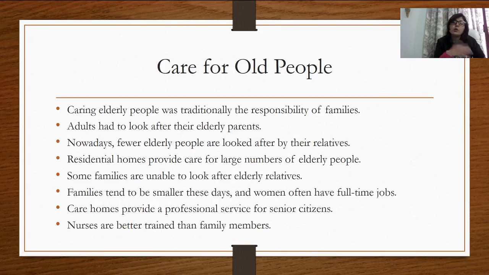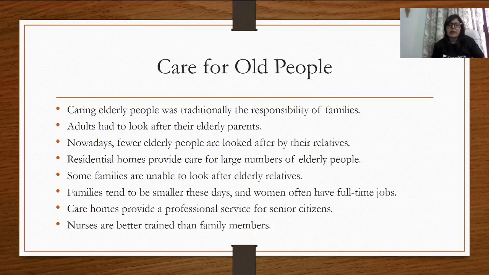Okay, so old people are one important part of a family, so it is really very important for us to discuss this as well. As the couple is working these days, they don't have much time to take care of the old people as well. Right, but traditionally caring for elderly people was the responsibility of families. Adults had to look after their elderly parents. Nowadays fewer elderly people are looked after by their relatives or by their families. They are sent to some other places.